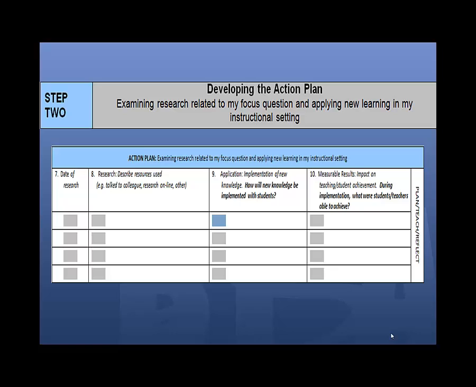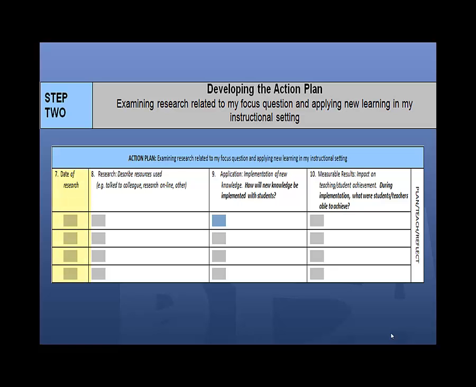As a new teacher, in this section, it's about examining their research related to their focus question and applying new learning to their instructional settings. During step 2, participating teachers work with support providers to begin developing their action plan. This plan will document new learning in classroom application. While completing the individual induction plan, C1, cells 7 through 10, participating teachers document actions taken throughout the inquiry process.